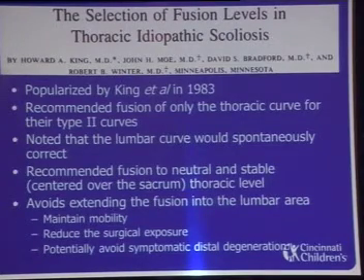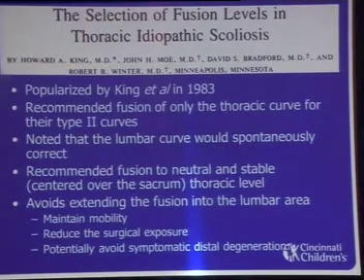In this article, we talked about the type length seeker. Noted that the lumbar curve would spontaneously correct, recommended fusion to the neutral and stable vertebra, and if those two vertebra are different, they recommend going to stable vertebra. The idea is to avoid extending the fusion in the lumbar area to maintain mobility, which was the primary reason, and theoretically reduce the symptomatic distal degeneration.